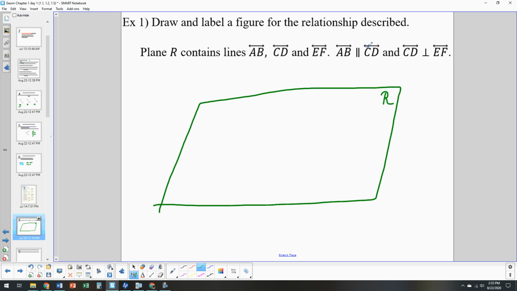Line AB is parallel to line CD, so I could actually do that right now. If I'm going to draw 2 lines that are parallel, I'm going to draw with the best of my ability to make them look like they're never going to touch, and I'm going to label them with A, B for one line. I'm going to put points on them and put my letters. C and D for the other line.